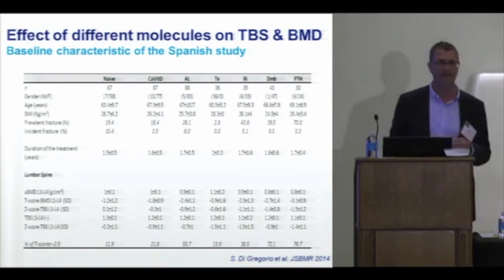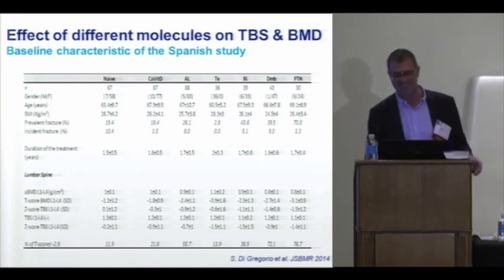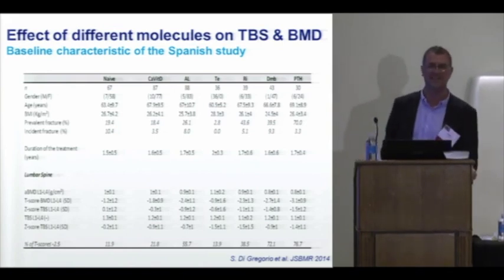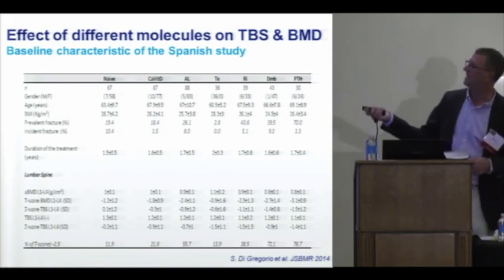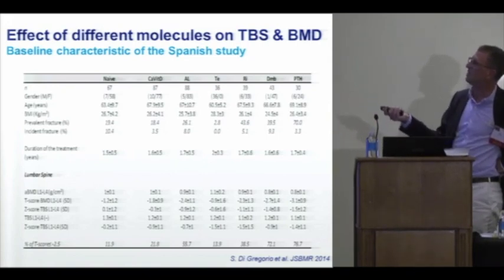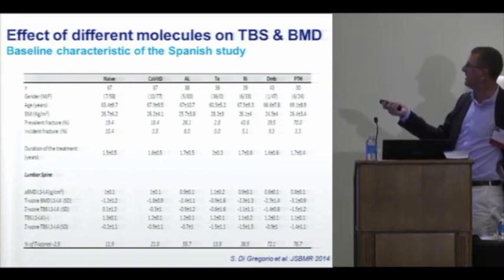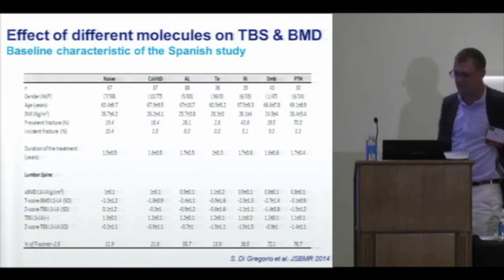This comes from Spain, from Del Rio centers. They presented at the plenary presentation at the ASBMR, which is the ASBMR for Japan. What they compare is about 80 patients or 40 patients per group, and they compare the naive, so placebo, calcium, alendronate, testosterone, risedronate, denosumab, and PTH.